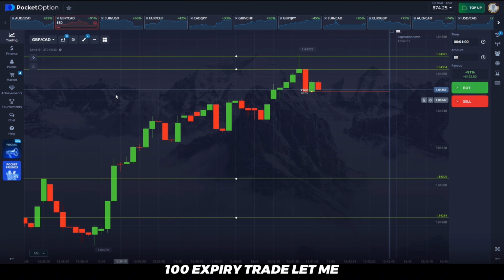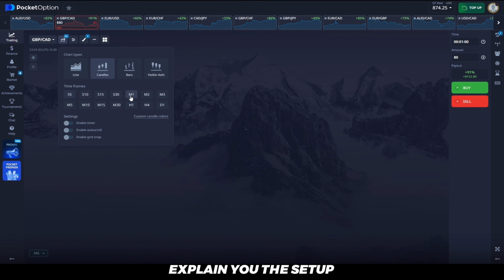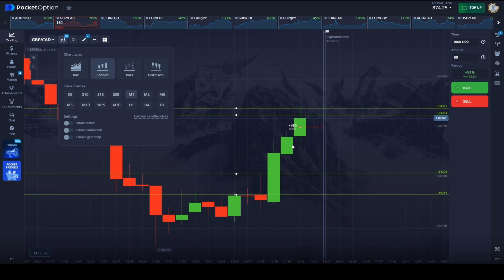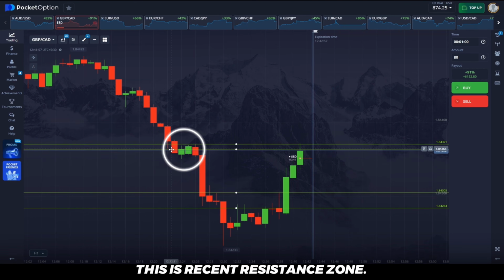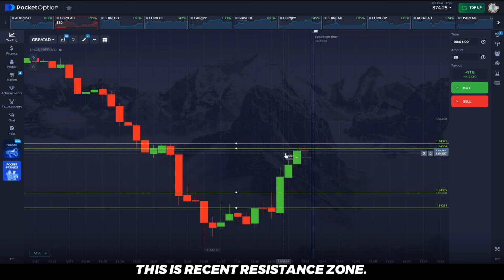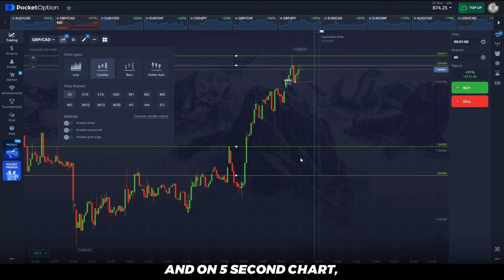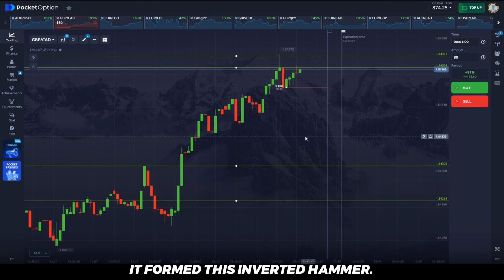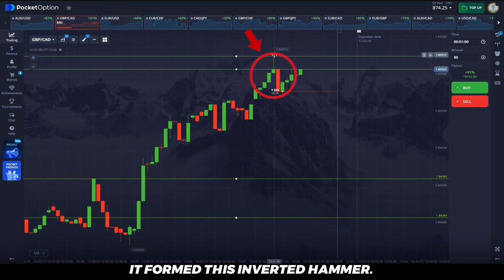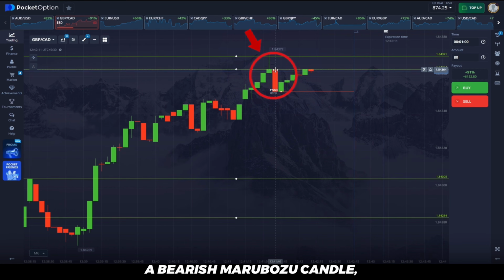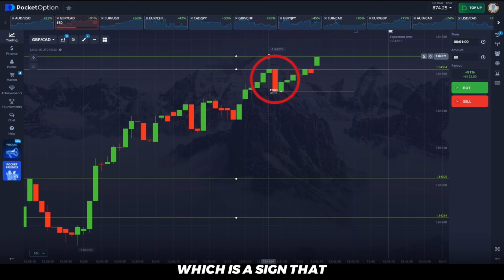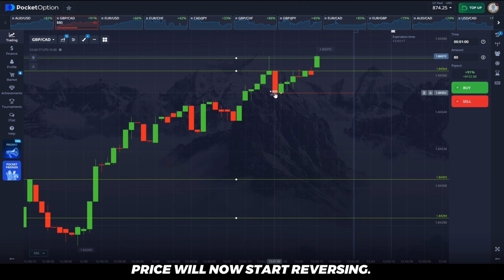I have placed a 1-minute expiry trade. Let me explain the setup. This is the recent resistance zone. Price hit the recent resistance, and on the 5-second chart it formed this inverted hammer. After that, a bearish Marubozu candle, which is a sign that price will now start reversing.